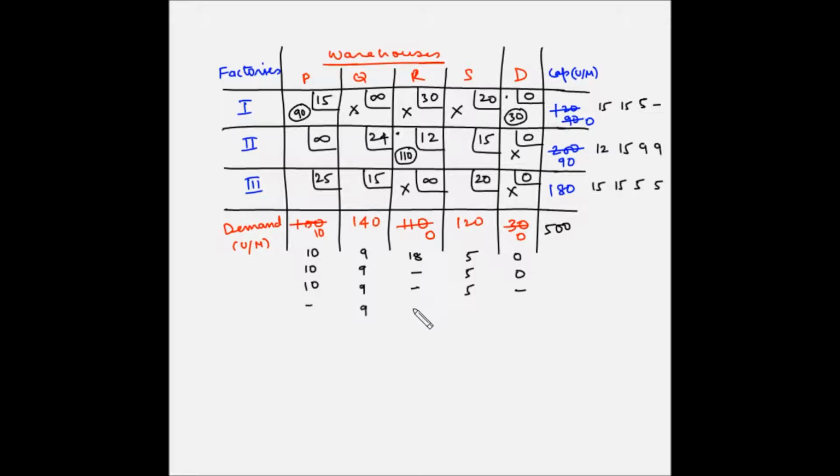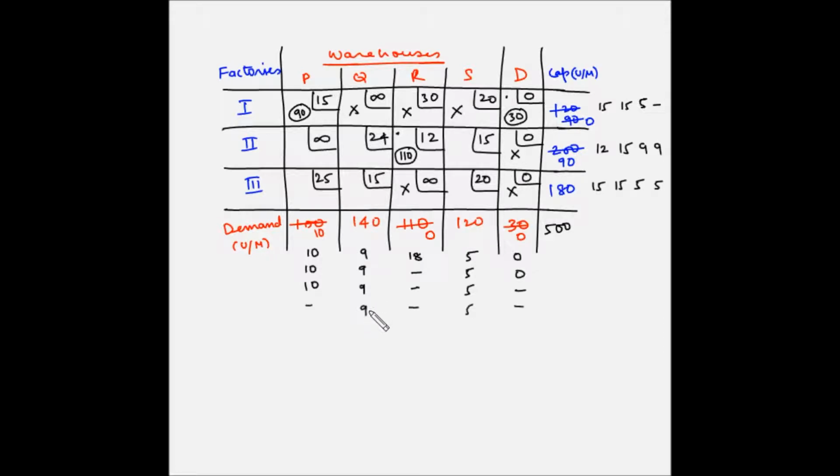For the third column, all the allocation has been made, so we'll skip it. The fourth column, 20 minus 15, which is 5. And the fifth column we can skip as it is also allocated. Now let's determine the row or column with the largest penalty cost. So we have a tie between row number 2 and column Q.